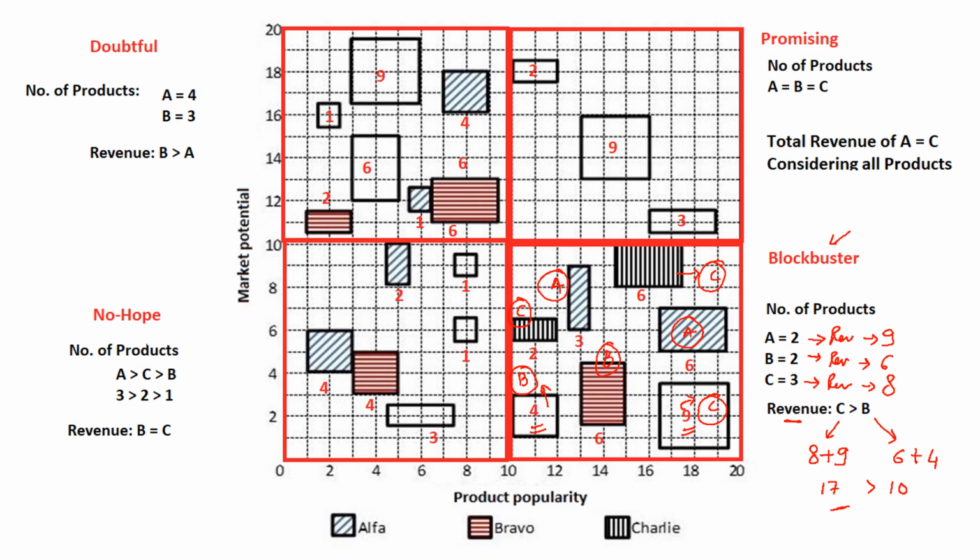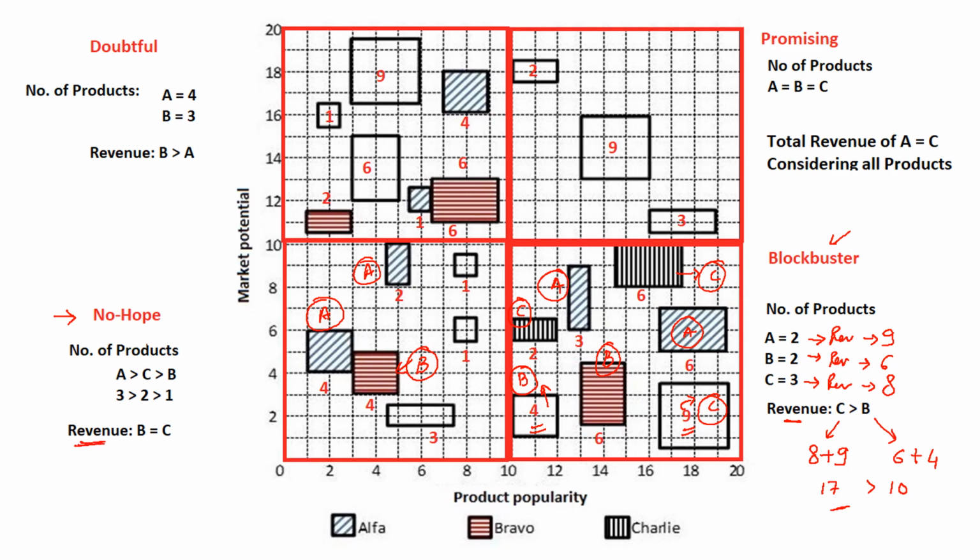So let us proceed with the no hope. In the no hope, the number of products is A greater than C greater than B. That means A is having 3 products, C is having 2 products, B is having 1 product. We already know B's product is this, and this is of A product. Okay, now we have to find the product for C from these empty boxes. Now how can we find? We can find it from the revenue information.